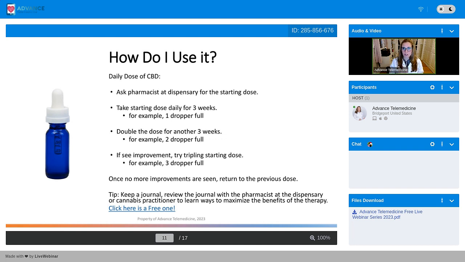So ask the pharmacist, or whoever you're buying it from, what the starting dose is. Typically, it's 1 dropper full in this example. I am referencing a research article that I read that said it typically takes about 3 weeks to get maximum benefits from CBD. So start with your starting dose, 1 dropper full, for 3 weeks, and maybe even keep a journal. You could see there's a link here to a complimentary journal that I put together to help trigger some of the things that you should be looking out for. So please feel free to use it.